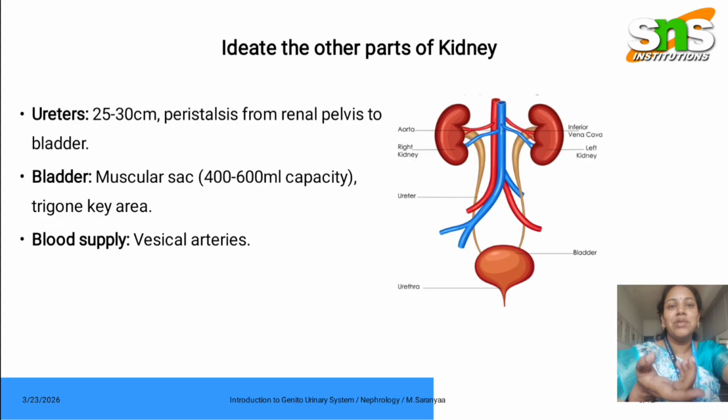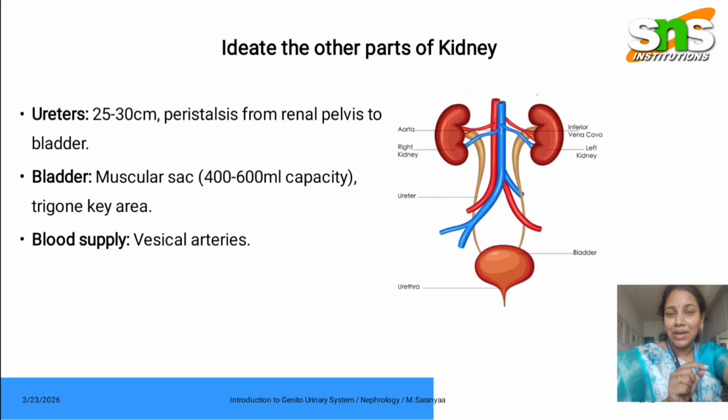It is coming from the renal pelvis and it's connected to the urinary bladder. The urinary bladder is a muscular sac made up entirely of muscles, and it has a capacity to hold 400 to 600 ml of urine. The ureter enters the bladder at an area called the trigone, which is a triangular area on the bladder.